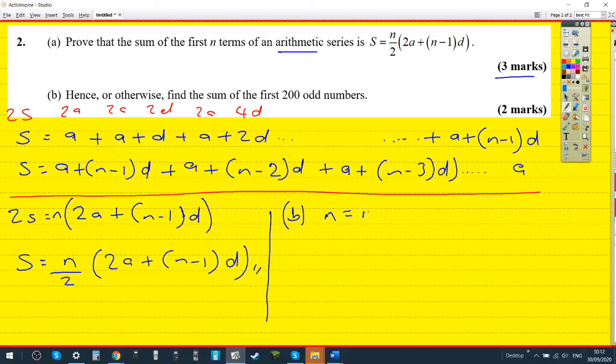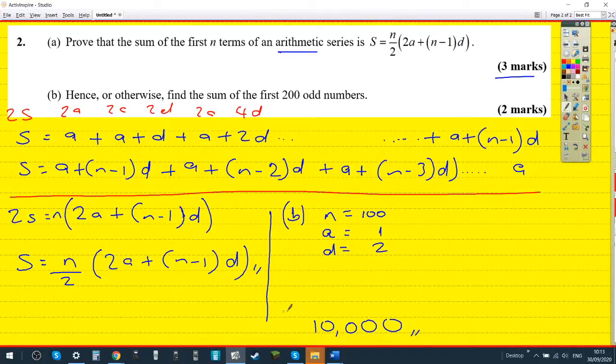Okay. Oh, shall I first of all say, so is a going to be 1 and d will be 2? Yeah. And so if I put all that into my calculator, so that would be 100. I got 10,000. And have I gotten full marks for this question?